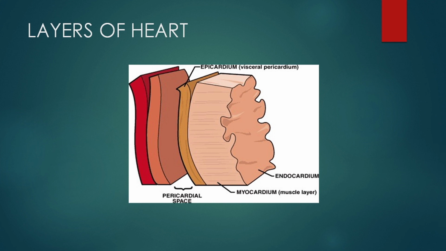At last, the layers of the heart. There are three different layers of the heart. The first one is the endocardium, the middle muscle layer is the myocardium, and the last one is the epicardium.